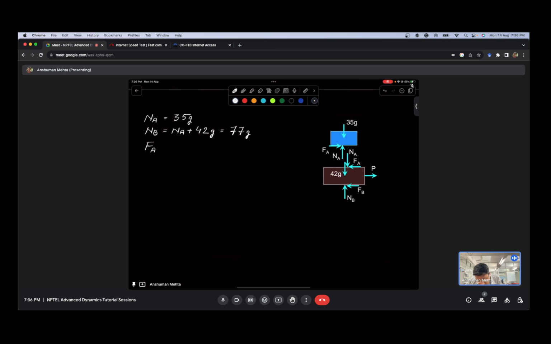F of A max is equal to 0.2 Na, which is 68.67 Newton. F of P max is equal to 0.15 Na and B, and this comes out to be 113.3 Newton.